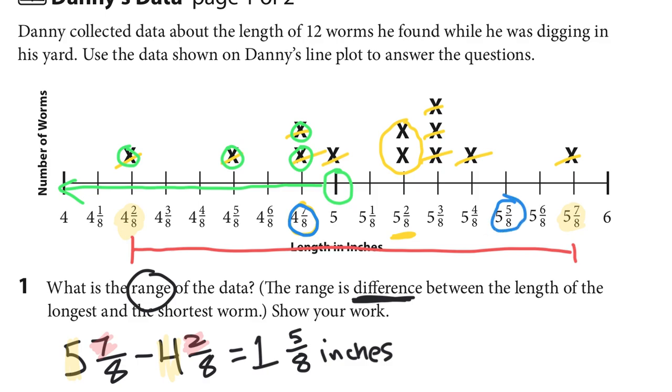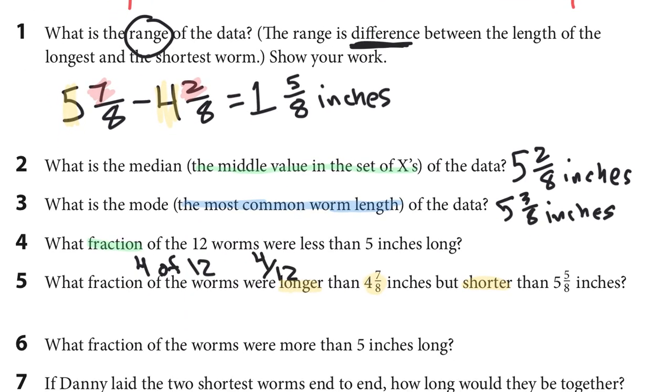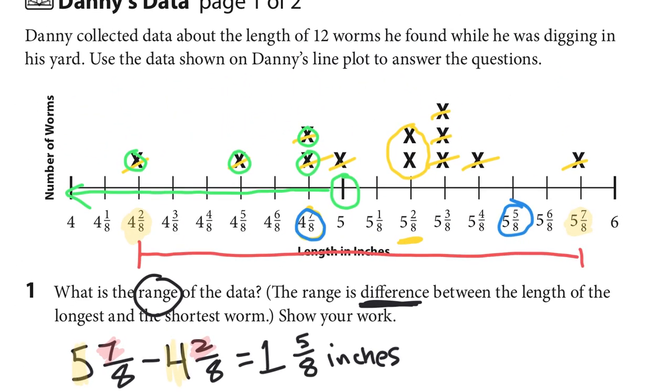4 7/8, 5 5/8. I'm going to double check my numbers because my phone made a noise and I don't remember what I was reading. Yeah, it says 4 7/8, 5 5/8. Okay. Longer than this number, shorter than this number. So that means I need everything that is in between these two, right? I cannot count these two, and there's nothing here to count. So I'm going to count all the x's in between: 1, 2, 3, 4, 5, 6, 7.